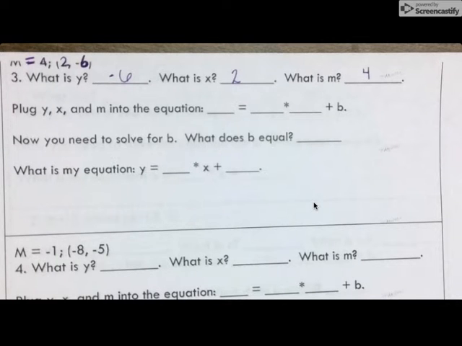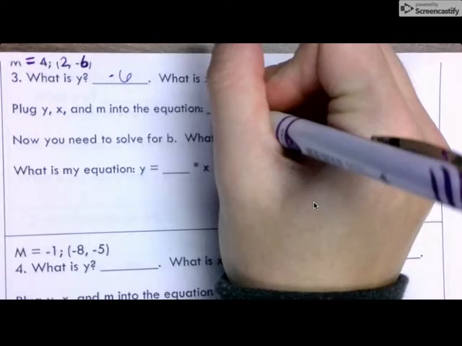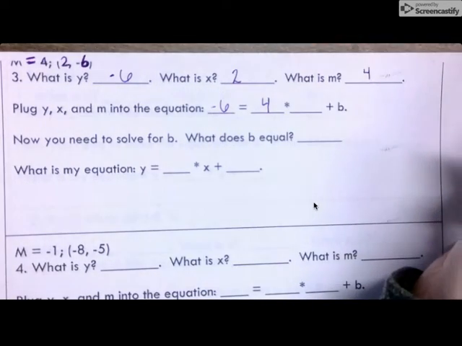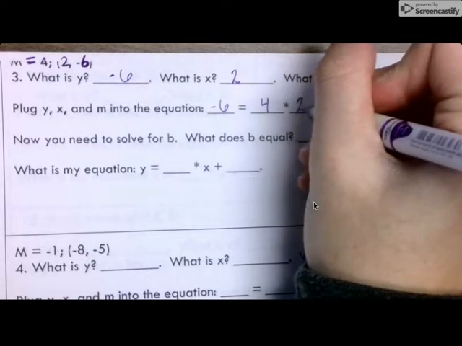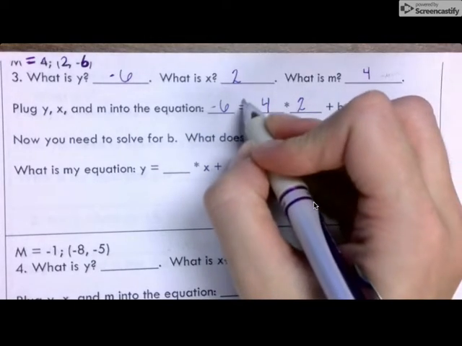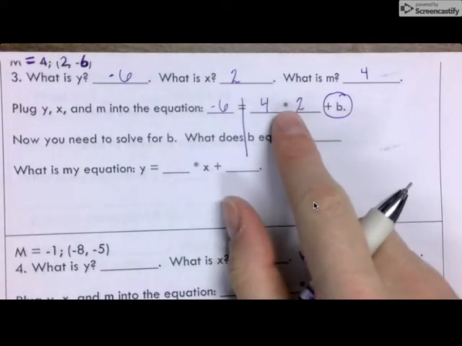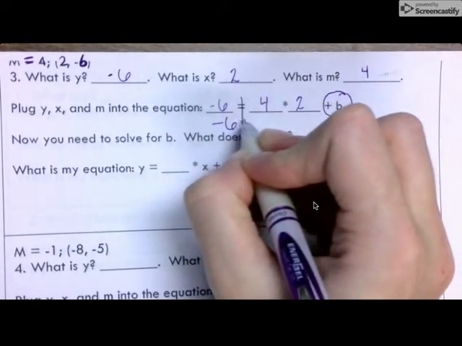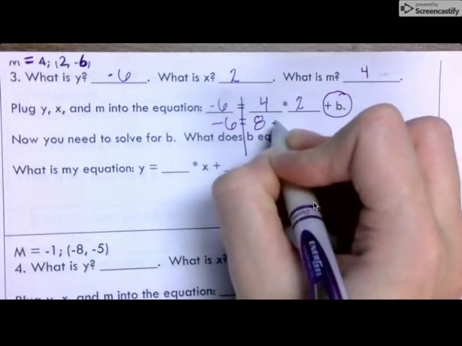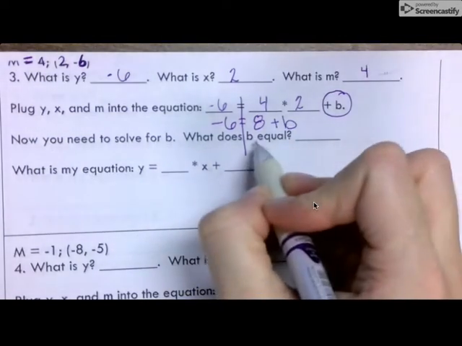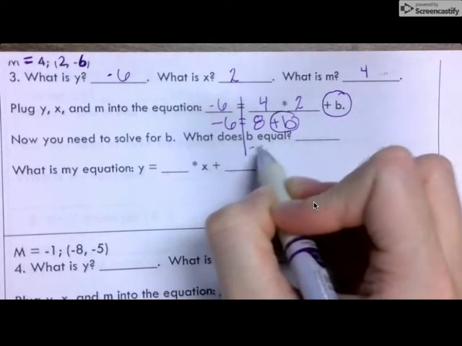So what's going to go in place of y? Negative 6. What's going to go in place of m? Positive 4. What's going to go in place of x? Positive 2. Now we need to solve for b. Well, that means times, so it's 4 times 2, 8, plus b. If I want to get b alone, what do I need to do to both sides? Subtract by 8.